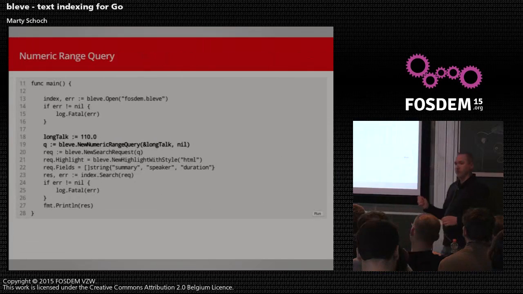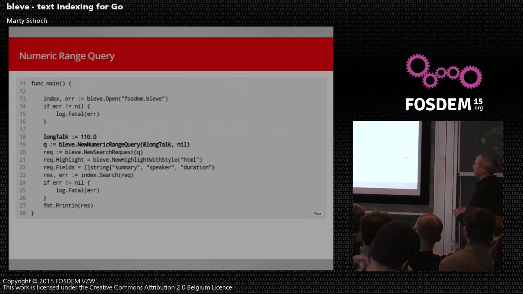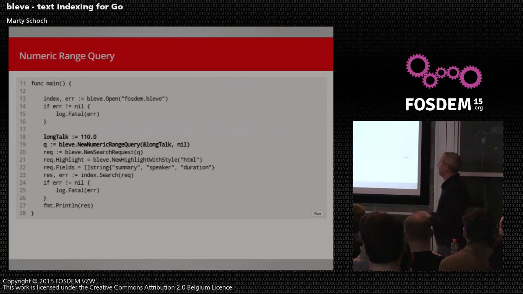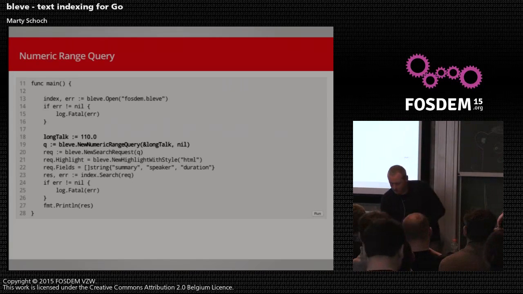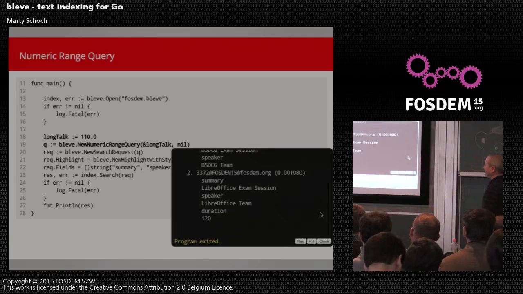Now, I mentioned earlier there's 2 fields. One had the duration, and so what I'm going to take advantage of here is a numeric range query. So the 2 parameters are essentially a minimum and a maximum value. So I defined the long talk to be 110 minutes. I think we could probably agree that would be a pretty long talk. So let's go ahead and run this. This should find any of the talks that are longer than 110 minutes.